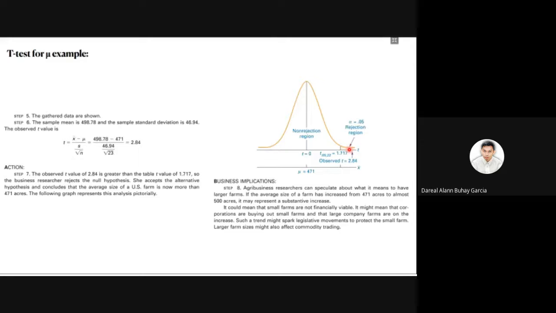Okay? So what is our decision? We reject the null hypothesis. The observed t-value of 2.84 is greater than the critical t-value of 1.717. So the business researcher rejects the null hypothesis. She accepts the alternative hypothesis and concludes that the average size of US farms is now more than 471 acres. Okay? So I hope that's understandable.